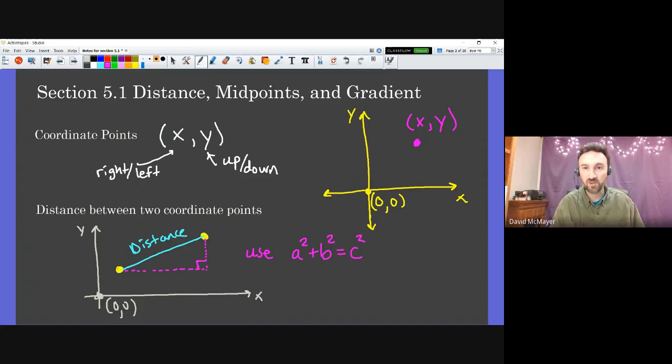Or Gougu's theorem, or the Babylonian theorem, or the distance equation, or the sum of the squares of the two shorter sides is equal to the square of the longer side. Lots of different ways of writing this, but a squared plus b squared equals c squared. A lot of people have seen that before.